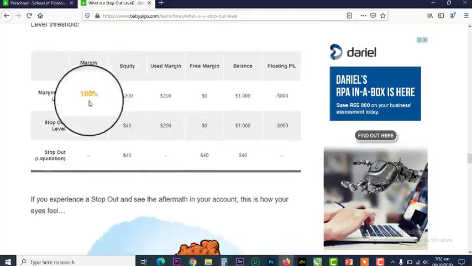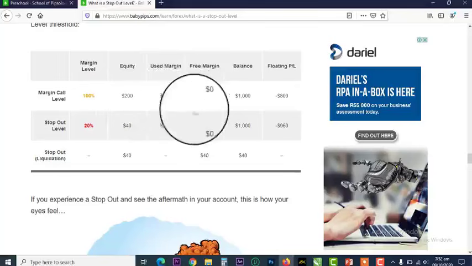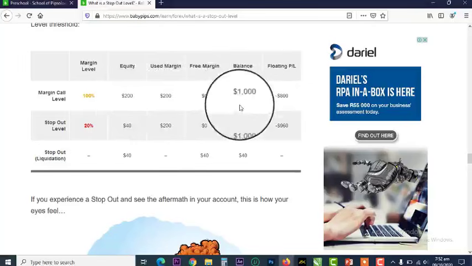So look at this here. We see your margin level 100%. Your equity is $200. Used margin is $200, which is currently floating in the market. Free margin is zero. Your account balance is 1,000.